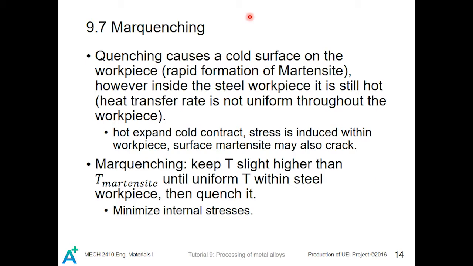So in the actual quenching process, we may have a process like martempering. Basically, we first hold the workpiece at a temperature slightly higher than the martensite formation temperature, until a uniform temperature is obtained within the whole steel workpiece. Then we can quench it to a temperature below the formation of martensite. In this way, it can minimize the internal stress, as it minimizes the difference in temperature dropping rate between the interior and the exterior of the steel workpiece.